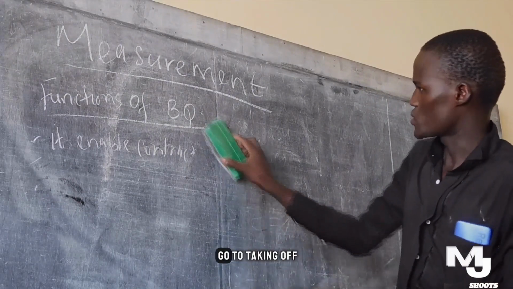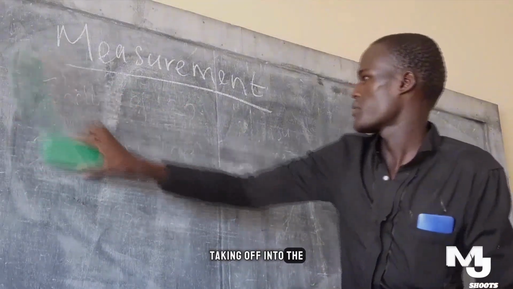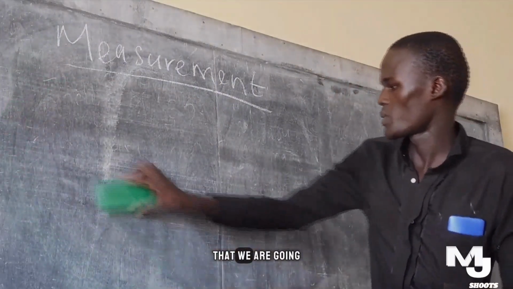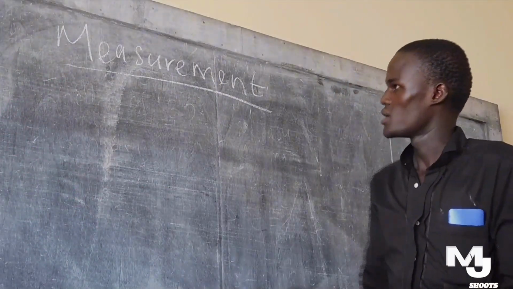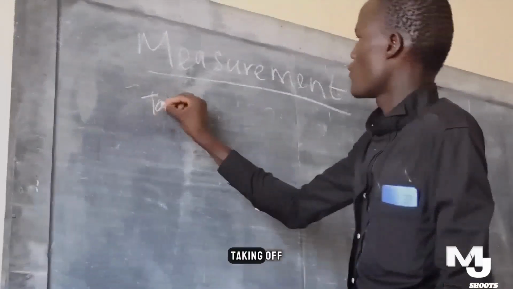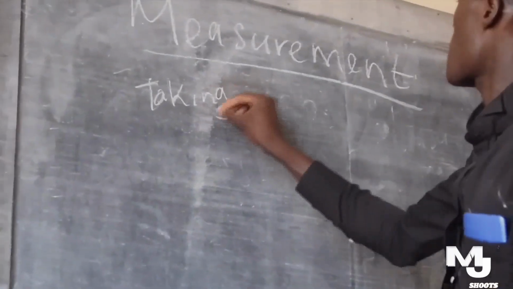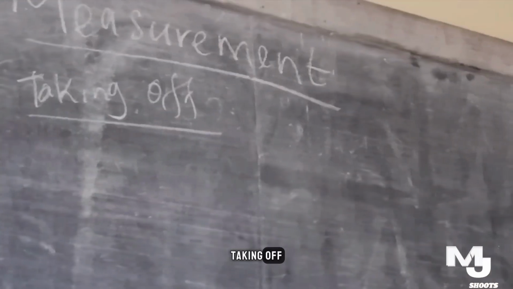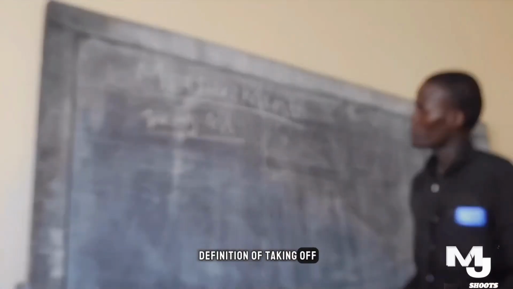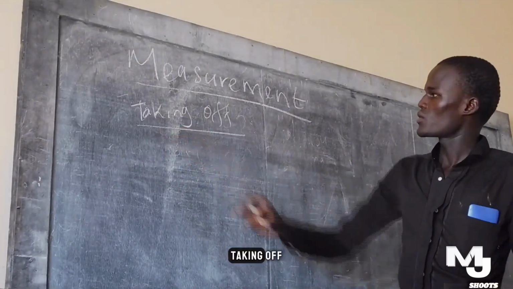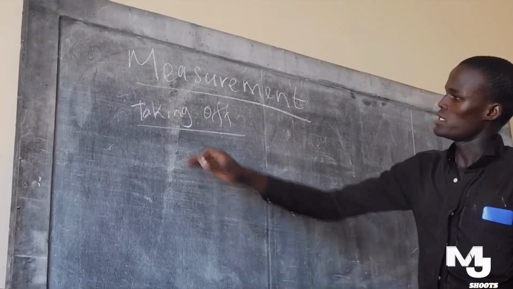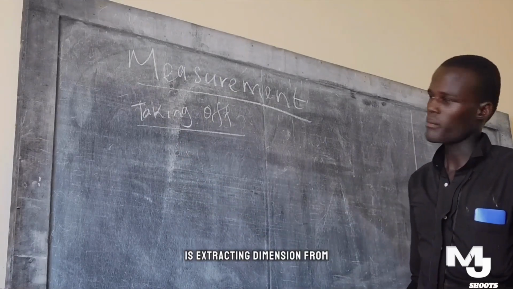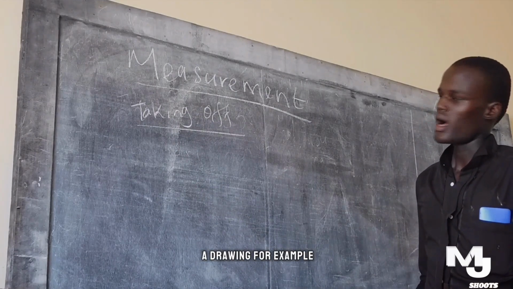So let me just go to taking off, which is the best part that we are going to tackle. Taking off. So we have a definition for taking off. Taking off is extracting dimensions from a drawing.